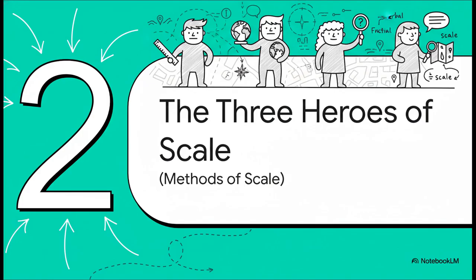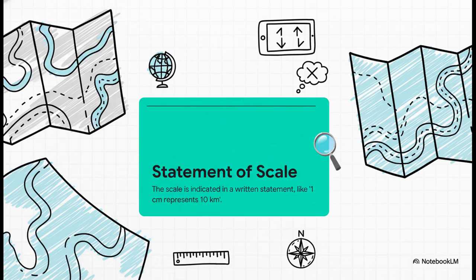Now, to show this relationship, map makers use 3 different methods. Let's think of them as 3 different heroes who help us write and understand our secret code. First up, we have the statement of scale. This hero is very direct, very straightforward. It just tells you the scale in plain and simple words, like 1 centimeter on the map represents 10 kilometers on the ground. Super easy to understand. But it does have a small weakness. If you zoom in or zoom out on a digital map, that statement becomes wrong because the map size changed.